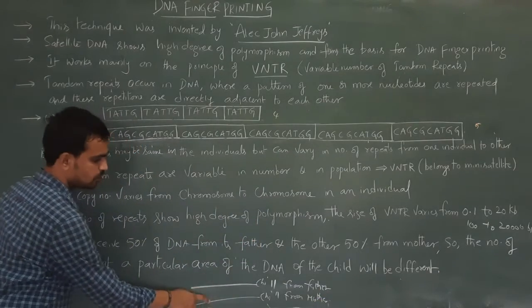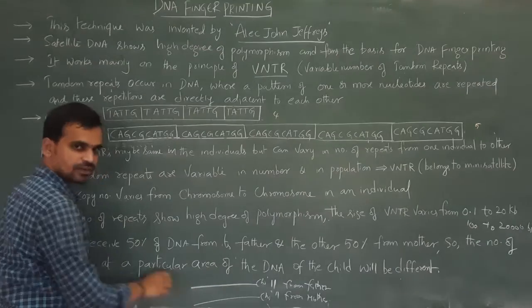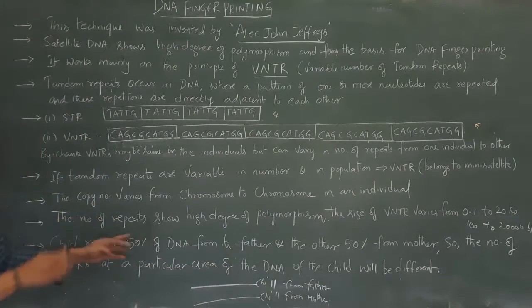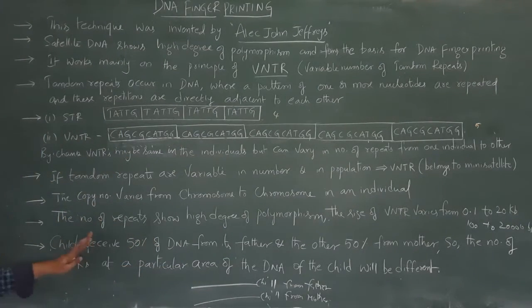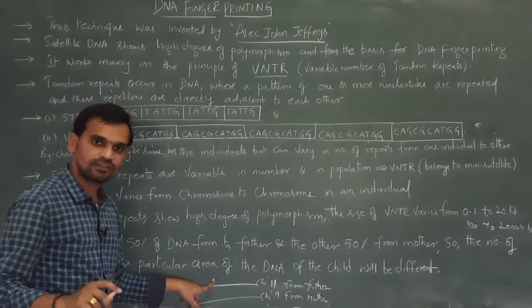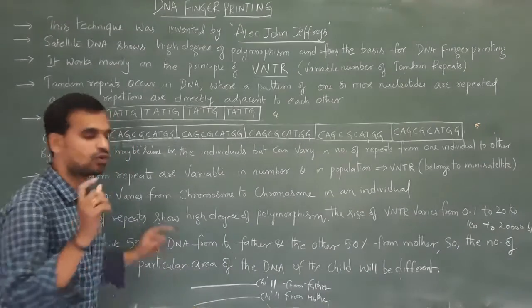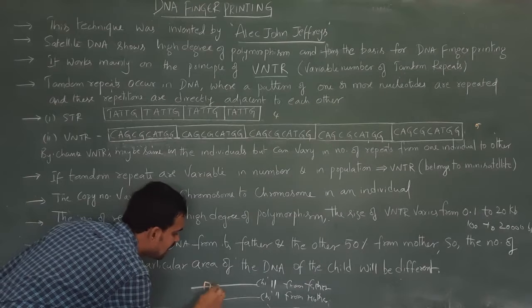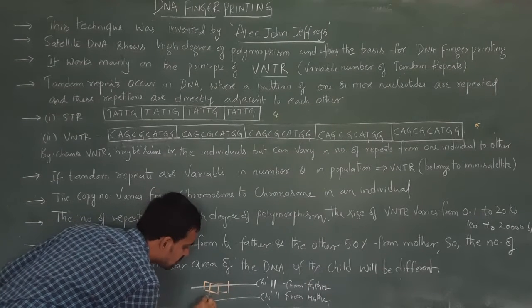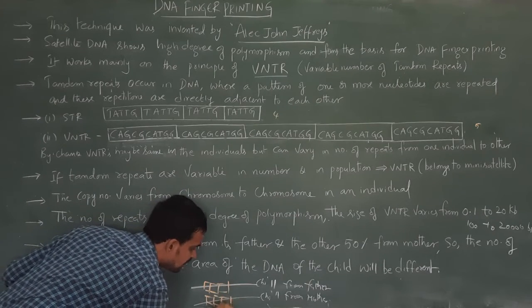So these are the two chromosomes, one chromosome from the father, one chromosome from the mother. So whether VNTRs are the same in both cases? Definitely no, because this chromosome is coming from the father, this chromosome is coming from the mother. So at the specific area, here the VNTR will be like this. Here the VNTR will be different.